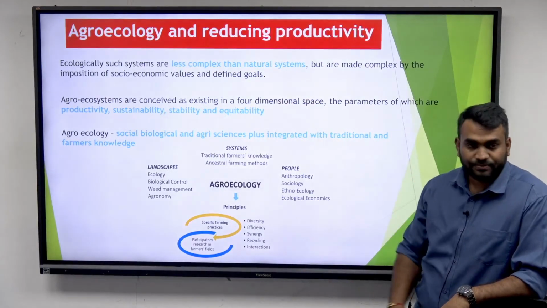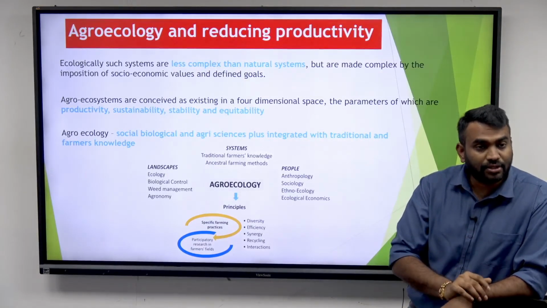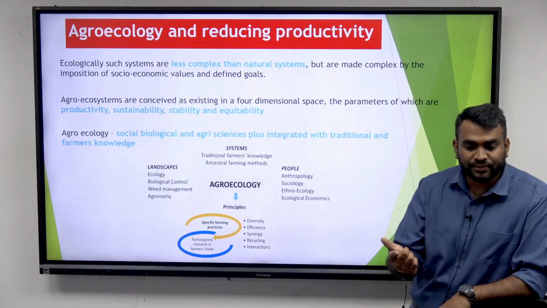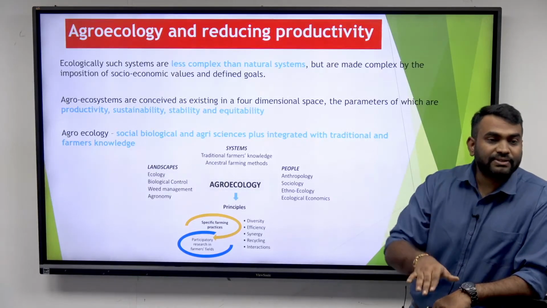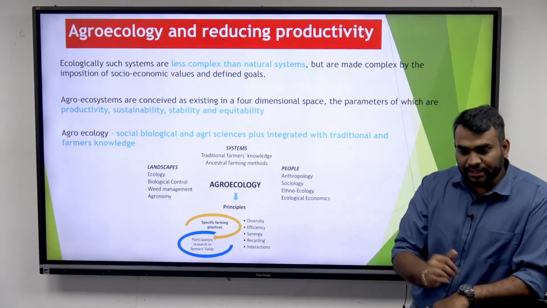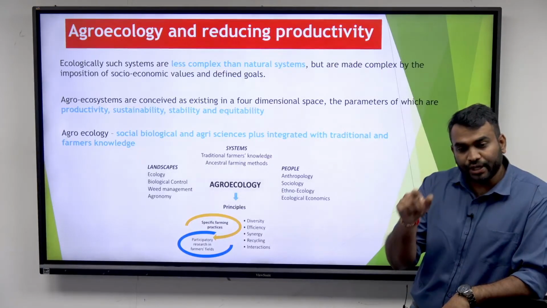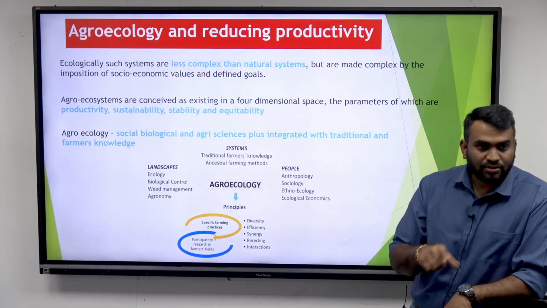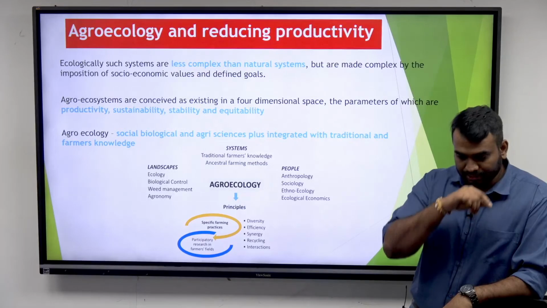So the same thing is given here. If you compare to a natural system, this is much less complex, because in a natural system it is not just about humans, different biodiversity will be present. In this agroecosystem, it is mainly dominated by humans. So the biodiversity level will be less in agroecology. That is again one of the major reasons why there is a reduction in productivity, correct?